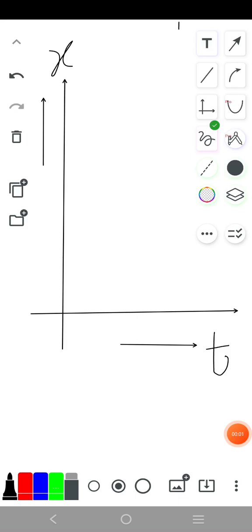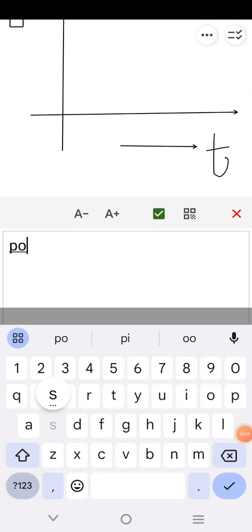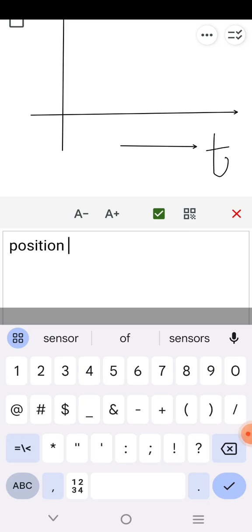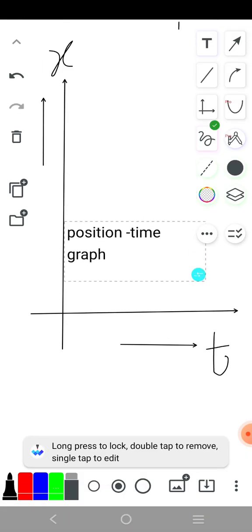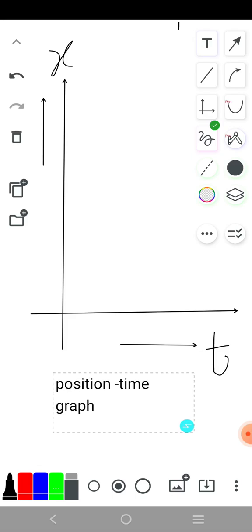Hello students, today we learn how to draw position time graph or distance time graph or displacement time graph or velocity time graph, speed diagram, etc. All the things today we'll learn in this new video. So let's start with the position time graph.